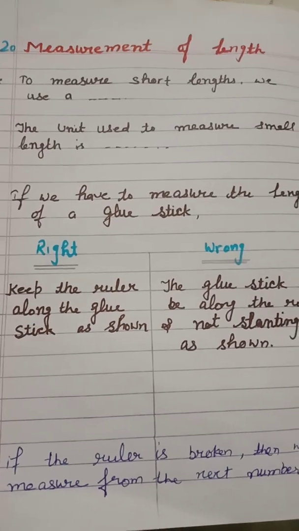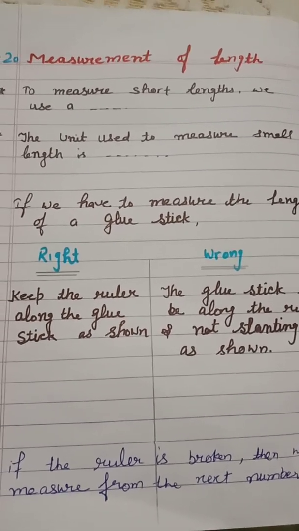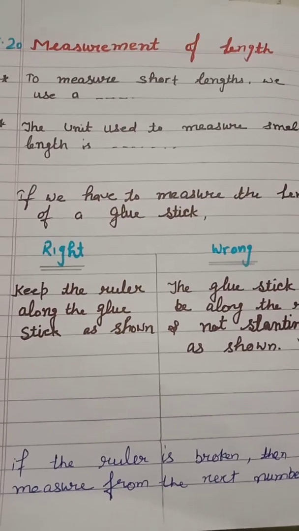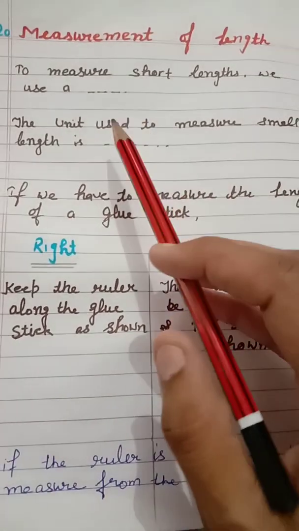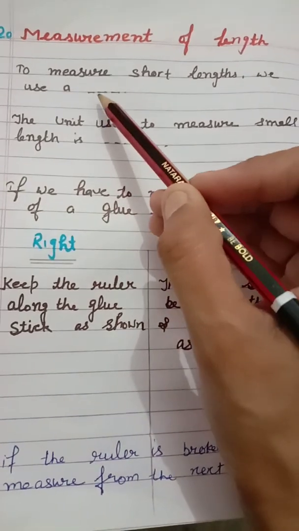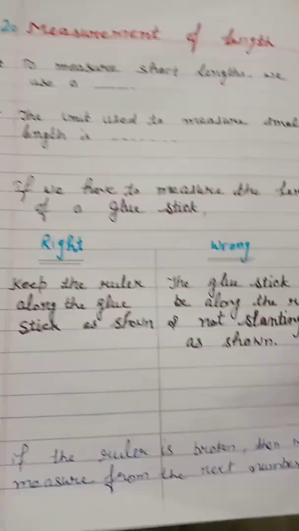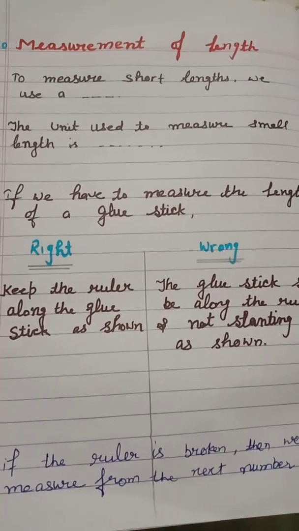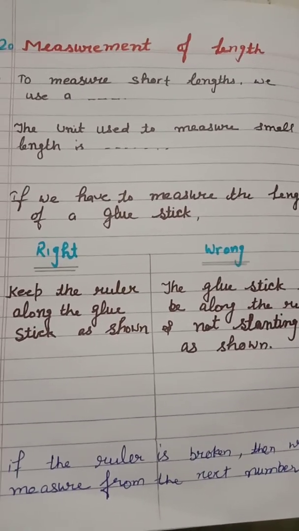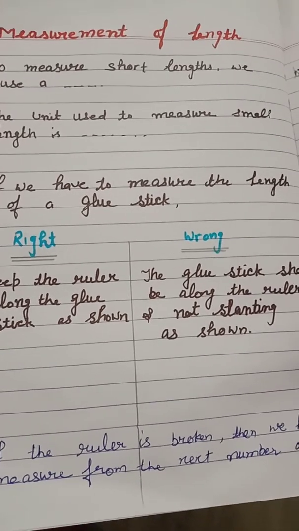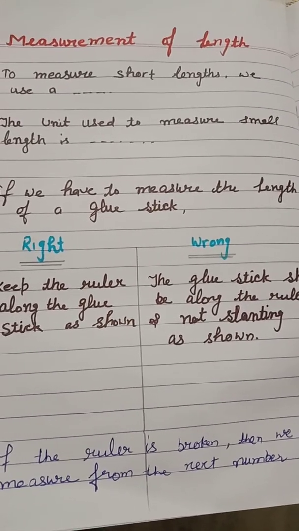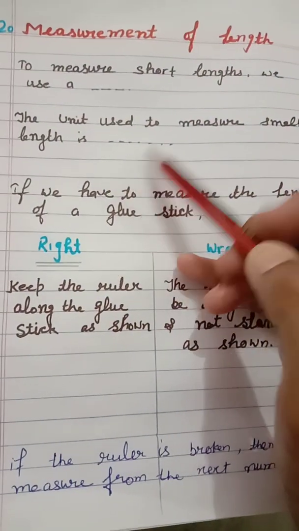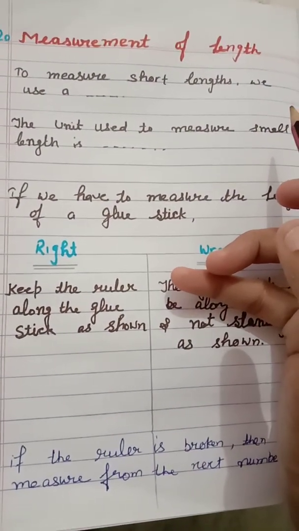To measure short lengths, जब हमने short length measure करनी होती है बेटा, we use a ruler. The unit used to measure small length, small length को जो हम measure करते हैं वो होता है centimeter. The short form of centimeter is cm.